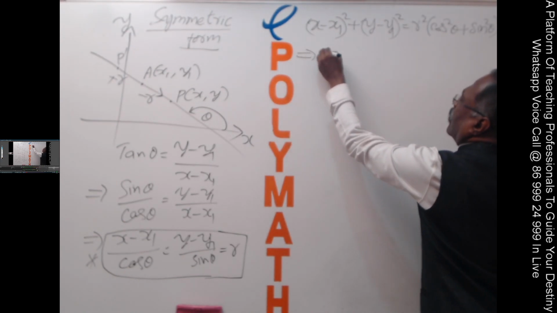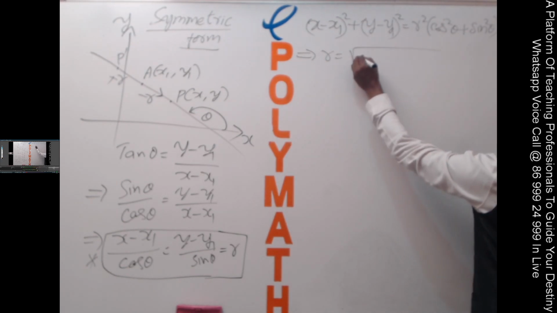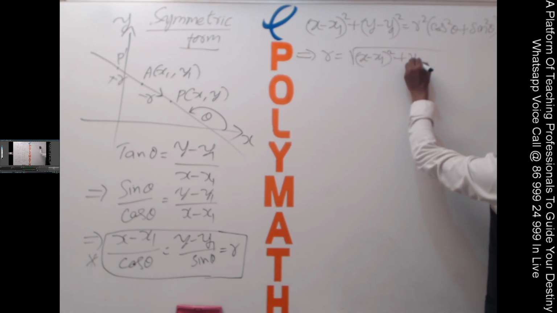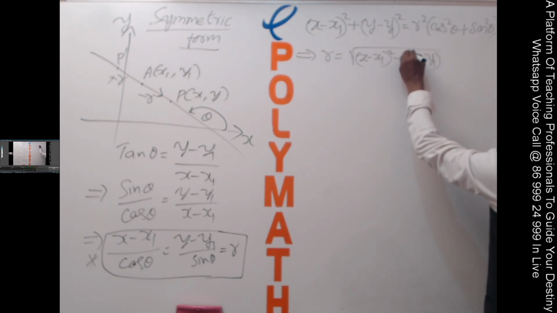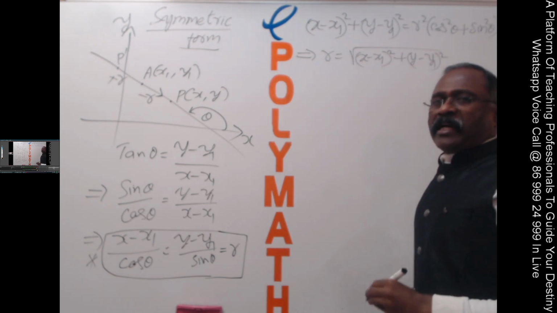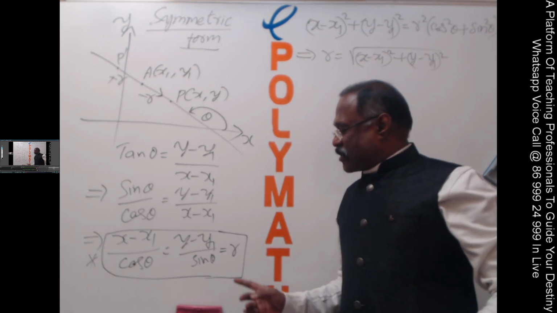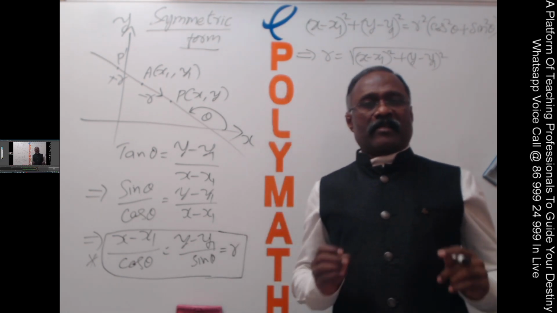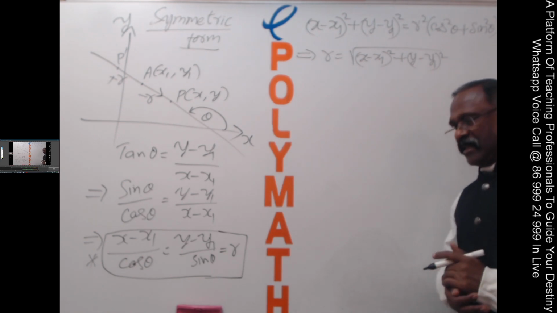So what is r here? Root over (x minus x1) whole square plus (y minus y1) whole square. So through the elimination of theta, you got r. That is the reason why we have taken it to be r. Now let us modify this.